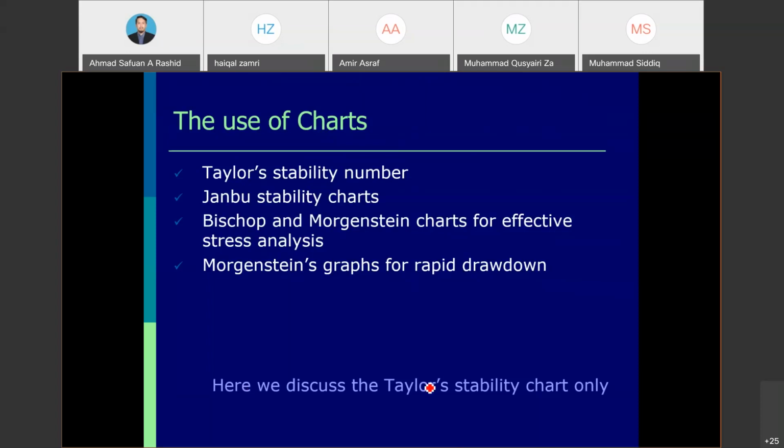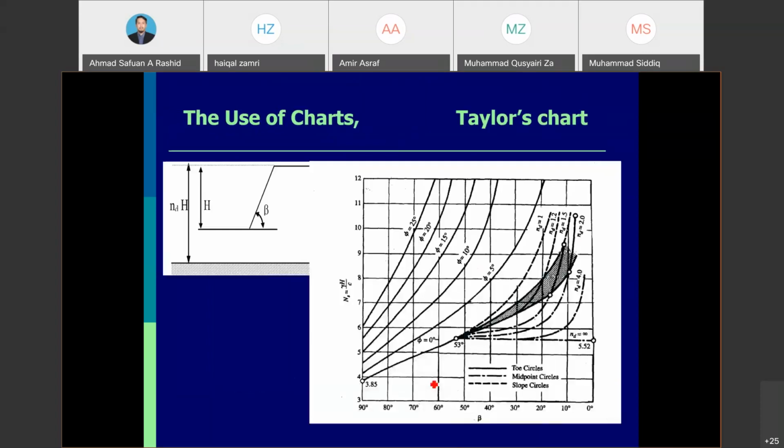Here we discuss the Taylor stability chart only. This is what we call the Taylor chart. We have a stability number, and then this is the beta. Then this phi represents the angle of friction.